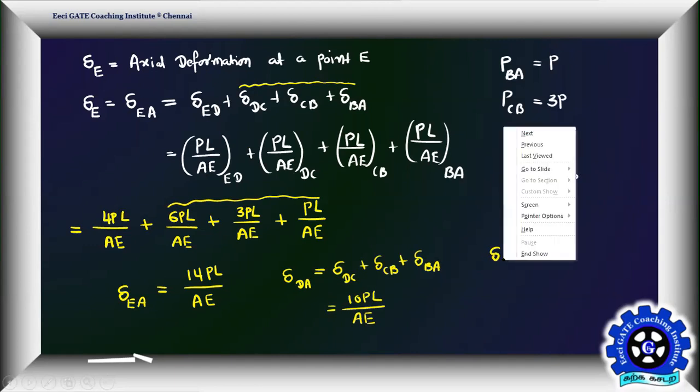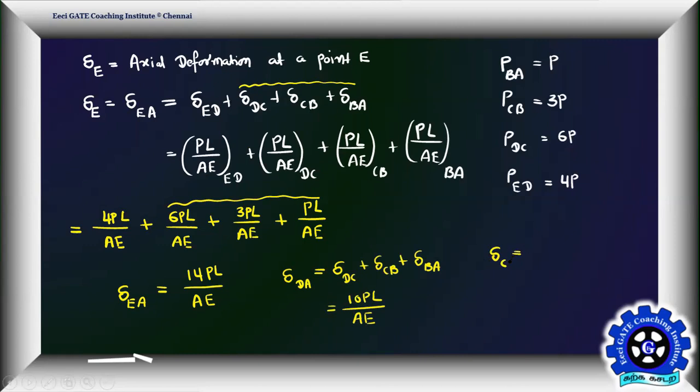Now delta CA, in the sense delta CB plus delta BA. How much will you get, tell me? These two terms, that means we need to write 4PL by AE. Delta B at this point, in the sense delta BA, is PL by AE.